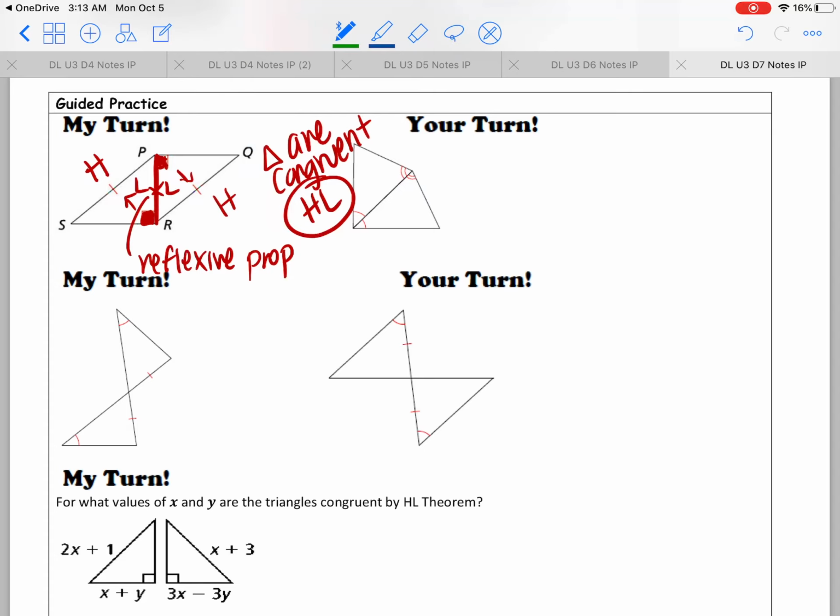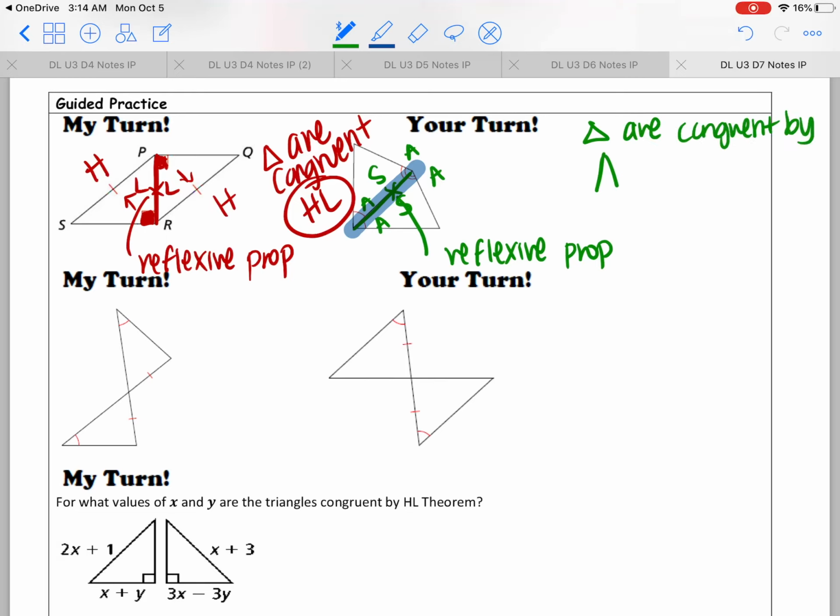Okay. Looking at the next one, I have a pair of angles that are equal because both of these have one hook. I have another pair of angles because those two have two hooks, or a pair of hooks. And then we have this side, because if we recall the reflexive property, stating that one side is equal to itself, that's going to give us a pair of sides. So when I want to name the shortcut, I just follow the order. This is angle, side, angle, and I just look at one triangle. So the triangles are congruent by angle, side, angle. All right, let's look at the next one.